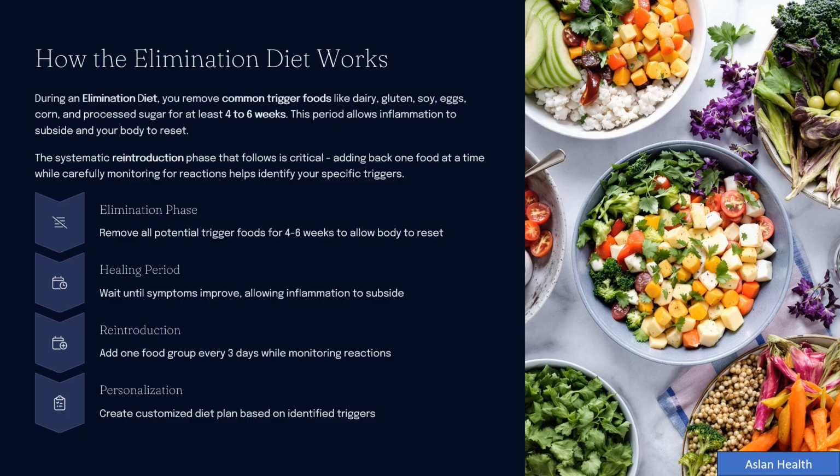So how exactly does the elimination diet work? Well, during this window that you're going to attempt to use the elimination diet, you remove certain common trigger foods, things that maybe you suspect you have difficulty with. And if not, I recommend you start with things like dairy, gluten, soy, eggs, corn, processed sugar. Those are the common ones. And you can have specific ones that you know. For example, every time I eat blank, fill in the blank, whatever it is, it bothers me. I don't feel good, etc.